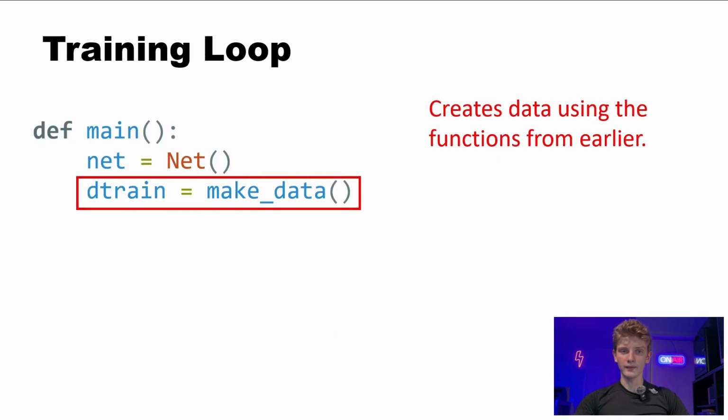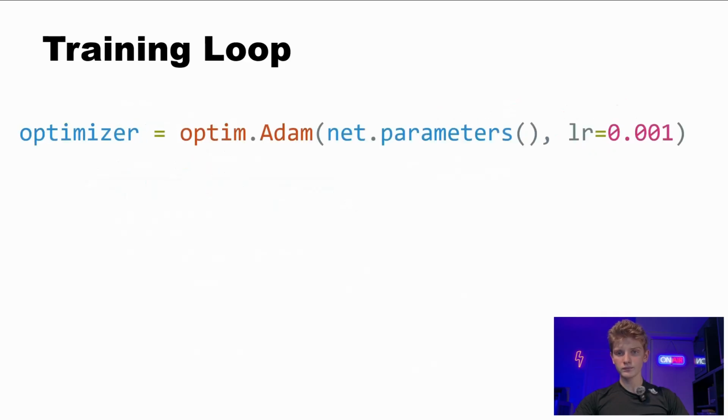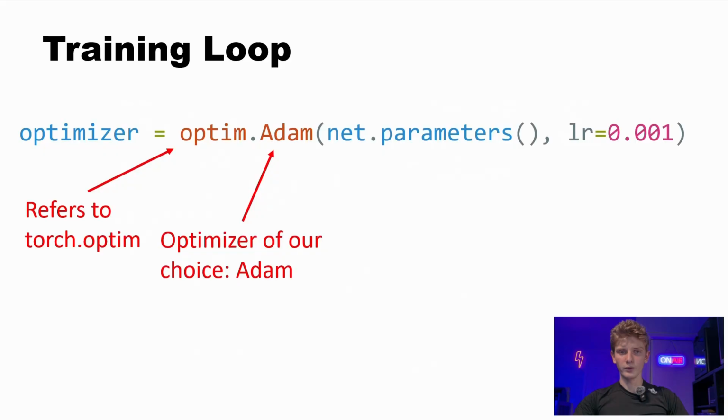Then we'll use the makeData function from earlier to create our set of training data. Again, we wouldn't normally do this for an actual program. Instead, you would want to collect the data from somewhere and interpret it in a way that makes sense for the neural network. Now next, we're going to be creating our optimizer. So optim refers to torch.optim, which is the part of the library which has all the optimizers. Adam will be the specific optimizer that we'll be using. I mentioned it briefly in the previous video as a very common optimizer that people use.